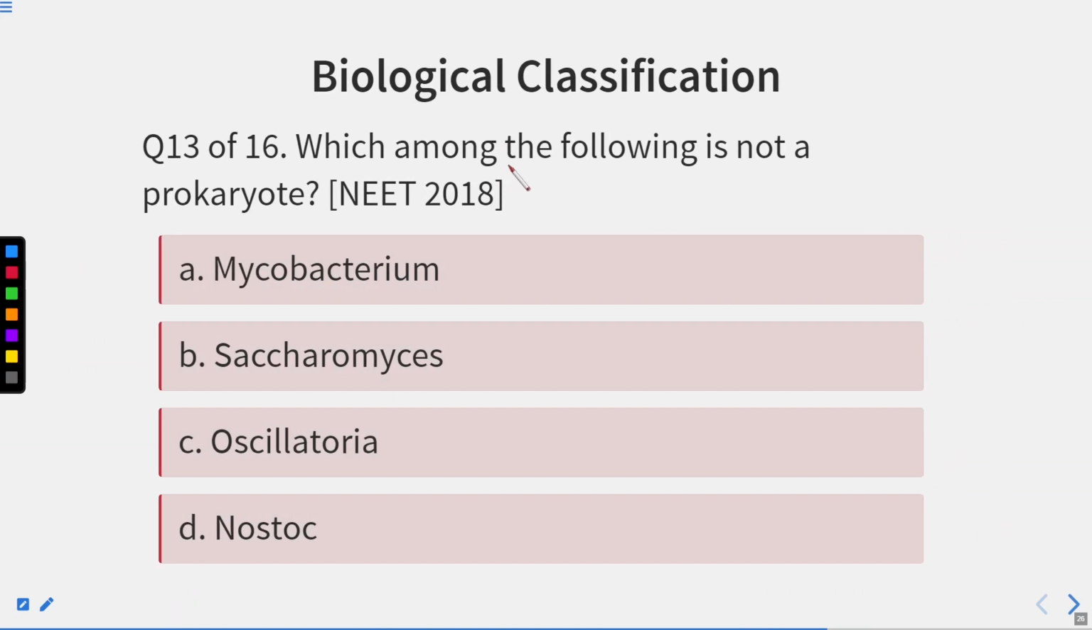The next question is, which among the following is not a prokaryote? So what are prokaryotes? Those which lack a true nucleus.